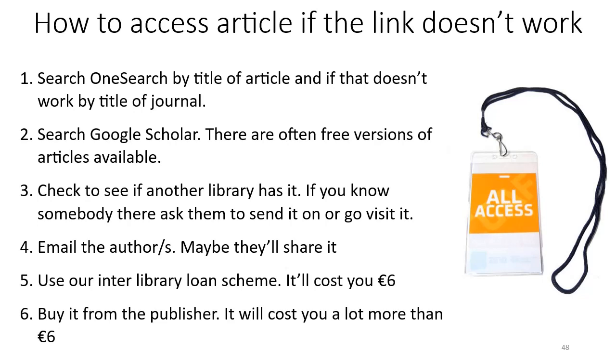You can always search Google Scholar. Google Scholar is great at showing you free versions of many articles. So just take the title of the article and search for it in Google Scholar. You can check to see if another university has it. Just as you can search one search to see what we have, you can go to any other university's equivalent of one search, put in the title of the journal and see if they have it. If you have a family member or a friend who's studying there, email them and see if they'll download a copy of that article and send it on to you.